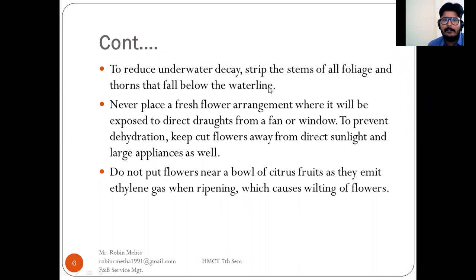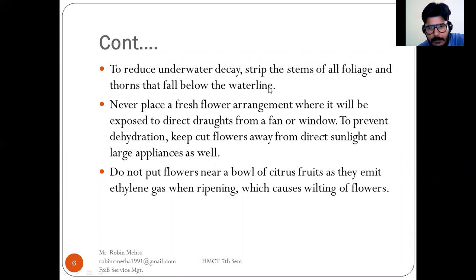Large appliances, like maybe your refrigerators, from where we can get hot air, or your AC units, sorry, not outlets, your AC units. From those we get hot air. Or there are so many equipments or appliances in the hotel industry, or in organizations, near which we should not keep our fresh flowers.